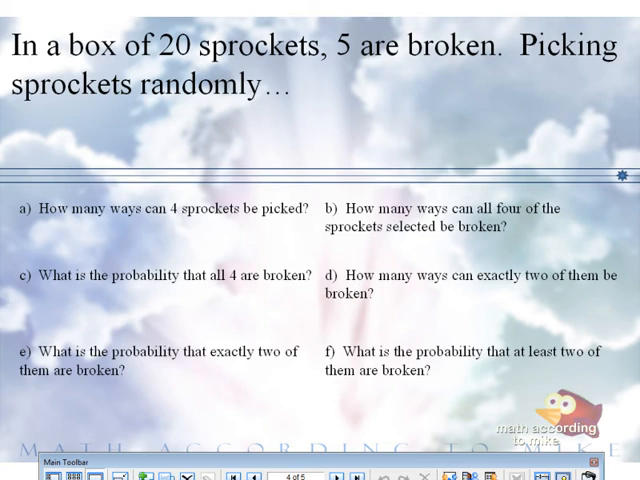I guess it is the sprocket one. In a box of 20 sprockets, 5 are broken. Picking sprockets randomly, how many ways can 4 sprockets be picked?